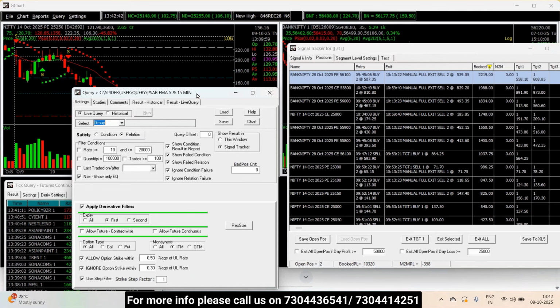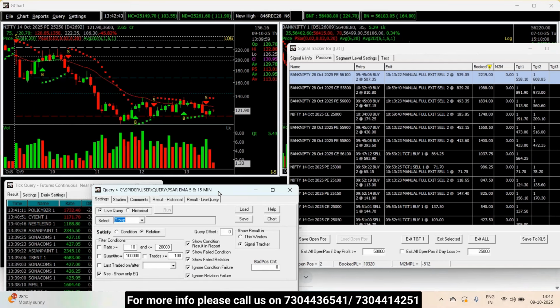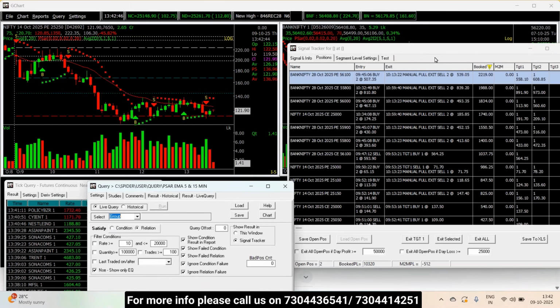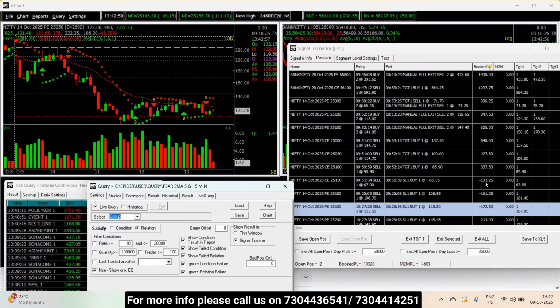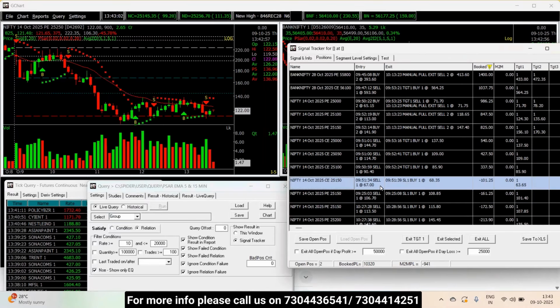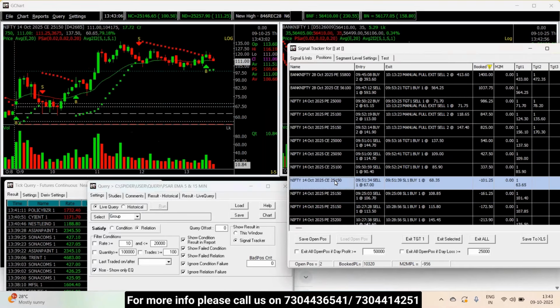Spider software has been in this market for the past 25 years, and we have a 70% accuracy ratio. Losses can happen in the stock market, so for example, I'll show some losses. Here at 951, I'm going to open this at 67 rupees.